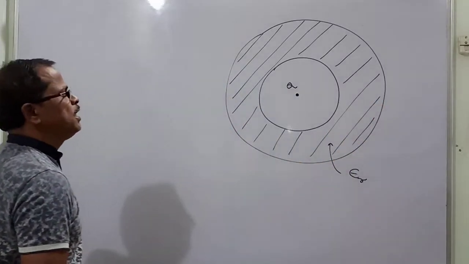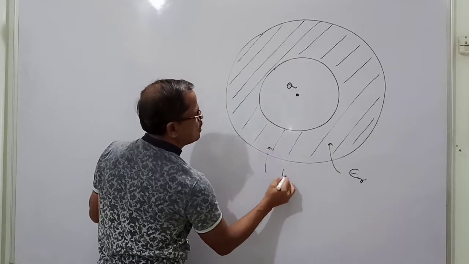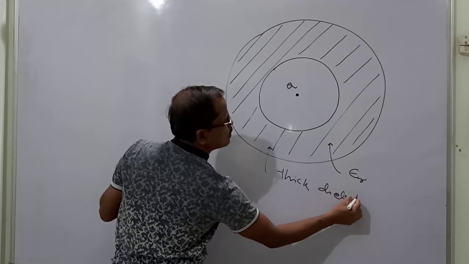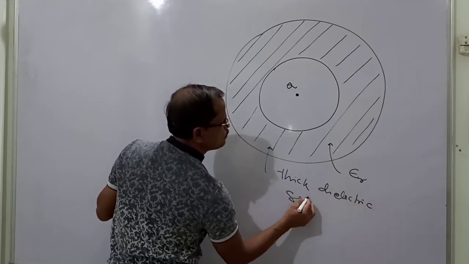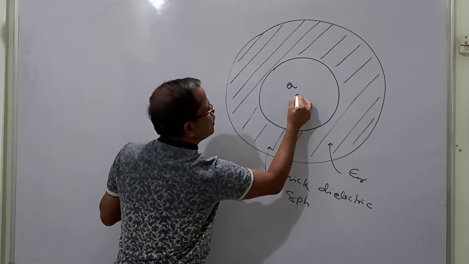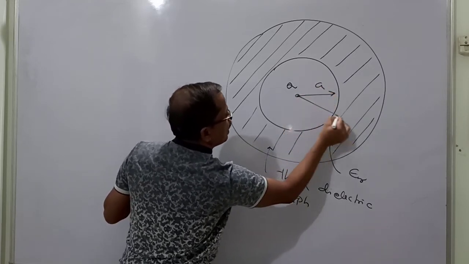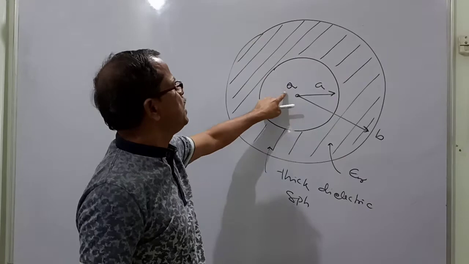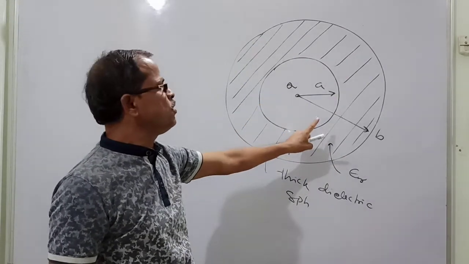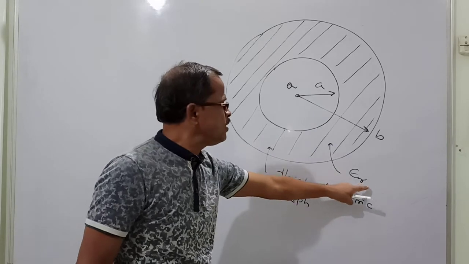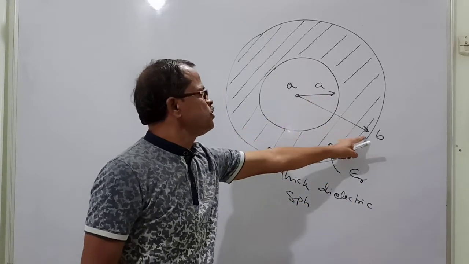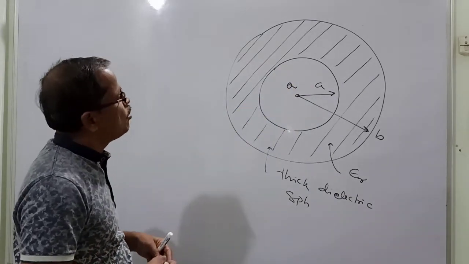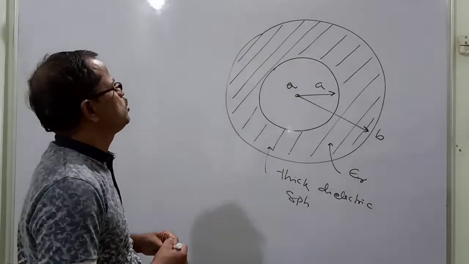So now in this case it is a thick dielectric sphere having inner radius a and outer radius b. At the center of the sphere a charge q is kept. Again, it is not a metal, it is not a conductor, it is a dielectric having dielectric constant epsilon r. So inner radius a, outer radius b, and at the center a charge q is kept. My question is how much charge will be induced on the inner surface.